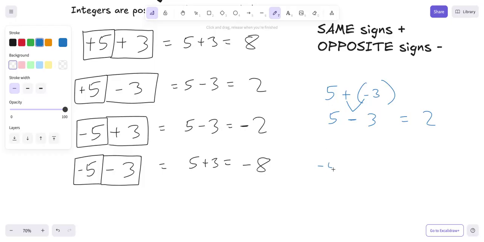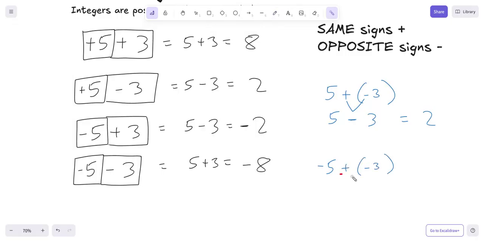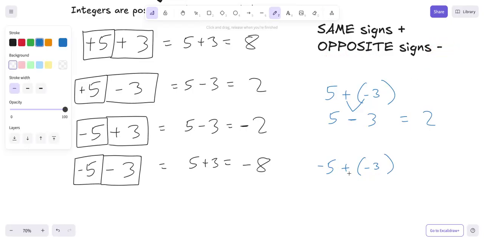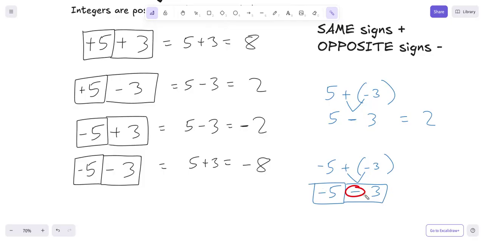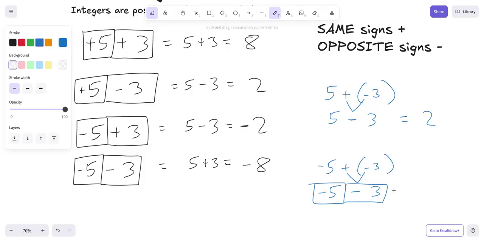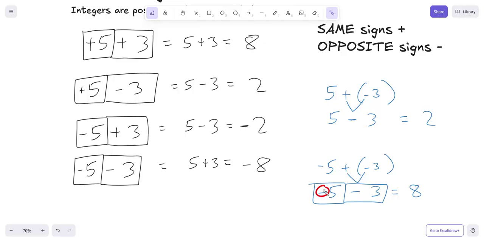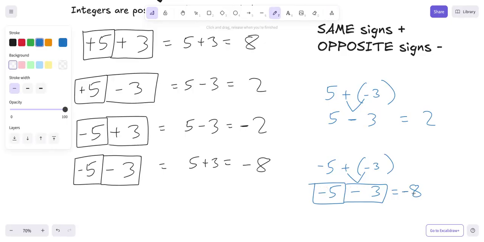If I have negative 5 plus negative 3, again, I have a double sign here. If I have a double sign, I'm going to rewrite it as a single sign. These double signs are opposite, so I'm going to rewrite it as a minus. So that's negative 5 minus 3. Now we're at single signs. Now the signs of the two numbers are the same. So I add them. 5 plus 3 is 8. And then because they're both negative, my answer is negative 8.